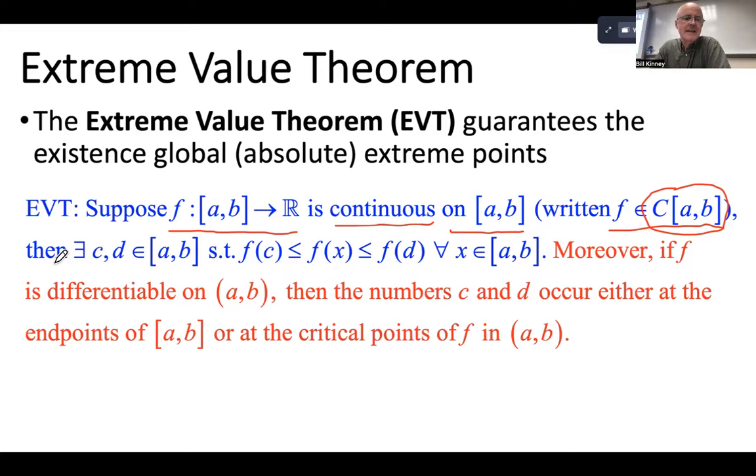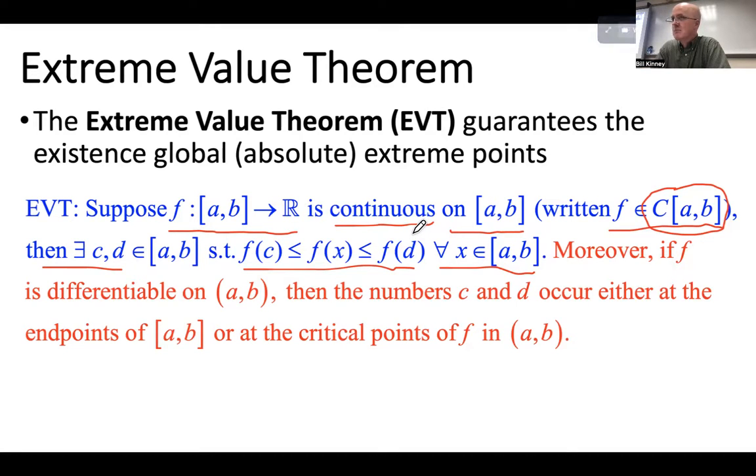In this setting, then there exist points c and d in the interval where this set of inequalities is true for all x in the interval. In other words, f of c is the smallest possible output and f of d is the largest possible output. f of c is the global minimum value. f of d is the global maximum value.